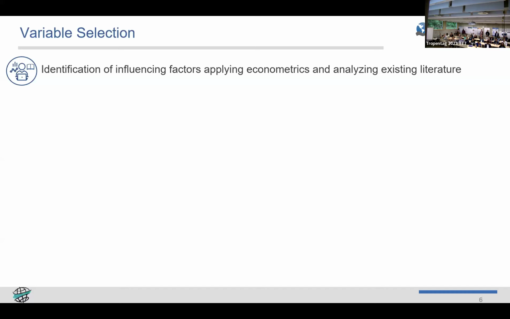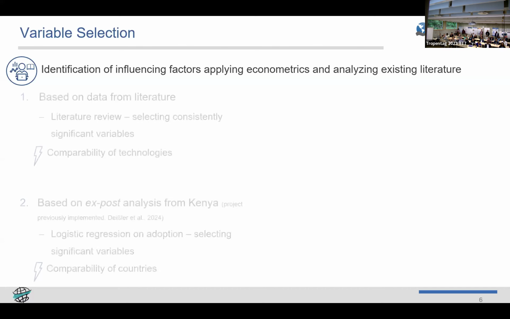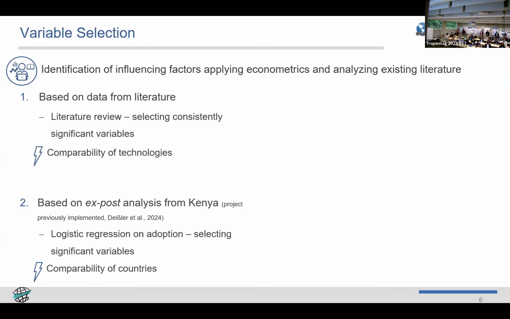For our variable selection, we performed two different kinds of variable inputs. First, we performed a literature review. So we scanned the literature: which factors are significant for agroforestry adoption, what do we have to include in our model. And in the second step, we looked at the Kenya data set, where we created a logistic regression on adoption. So we wanted to identify which are the significant variables here, as we also have most of these variables in our Zambia data set, and therefore we could implement this into our model.